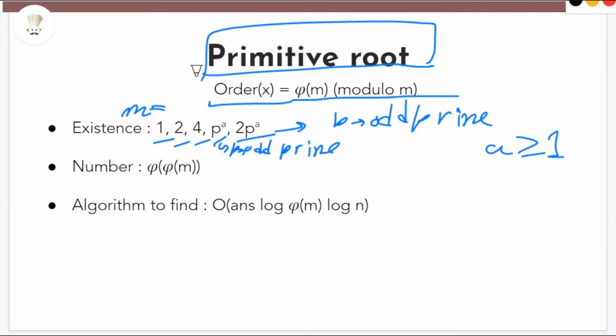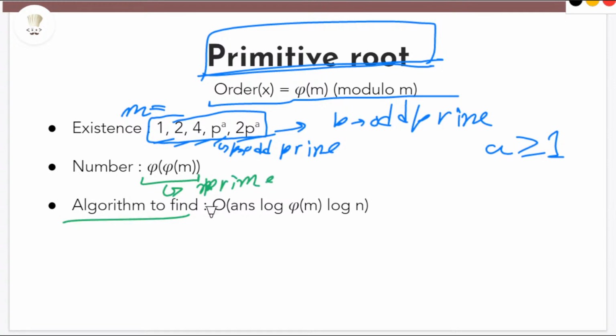So a primitive root only exists in these 5 cases: when m is equal to 1, 2, 4, or p to the power alpha, or 2 times p to the power alpha. The number of primitive roots is phi of phi m, right? These are the number of primitive roots, and there is an algorithm to find it.